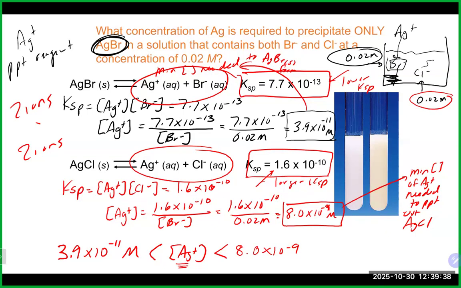This is a case where you could look at the KSP and go, I think if we choose the right precipitating reagent, the silver bromide definitely should come out first because it has a smaller KSP. It should be less soluble than the silver chloride in this case. Question on that there? Okay.